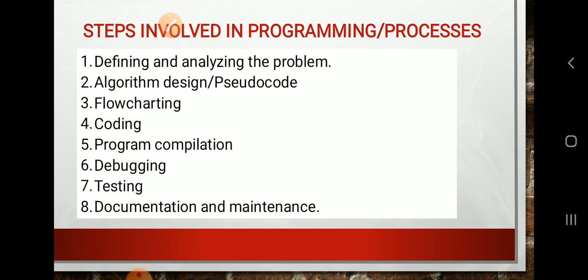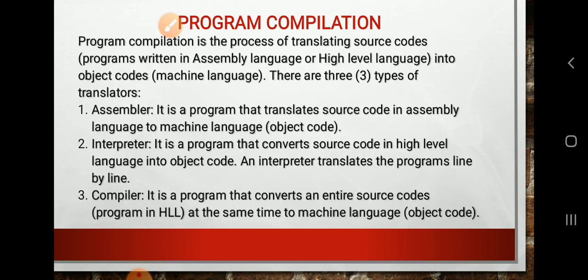And then after you have fixed the errors, you now put the program into testing phase. You need to test the program, and then you do what we refer to as documentation and maintenance. All these steps are what you've done in our previous classes. Now we'll proceed. We will now go further into looking at program compilation. As I said before, compilation is the act of translating source codes, that is, the programs you have written in high-level languages or assembly languages, into the object codes, that is the machine language.